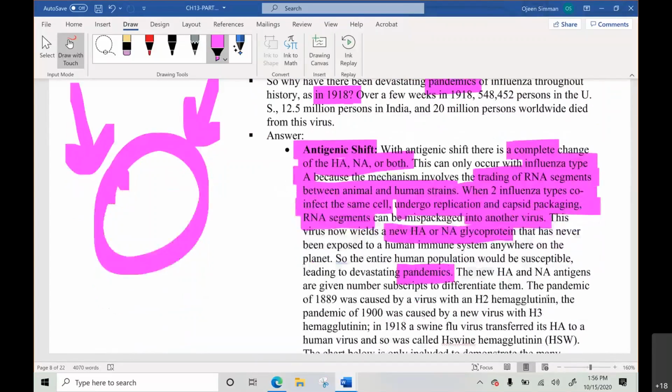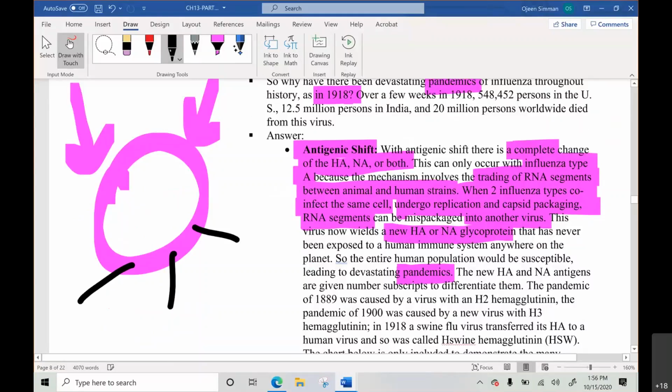So the point that I'm trying to make here is that a pandemic happens whenever a virus forms new glycoprotein spikes that nobody in the population has been exposed to, and these glycoprotein spikes are able to attach to our cells. Okay?